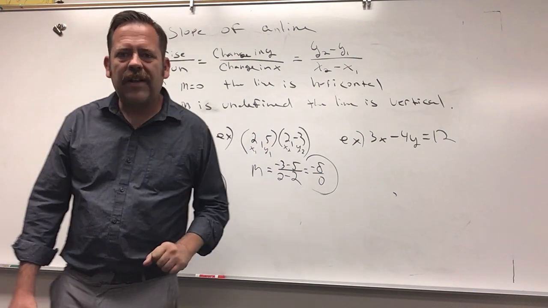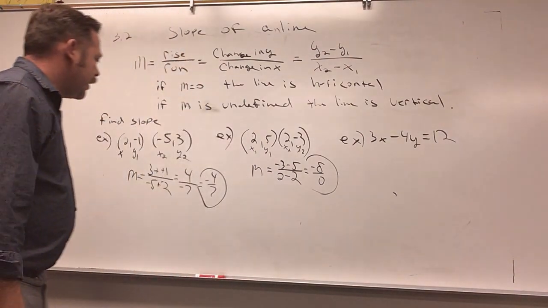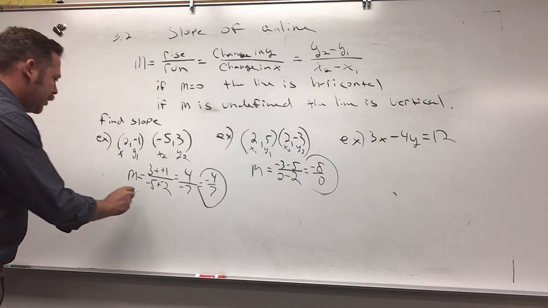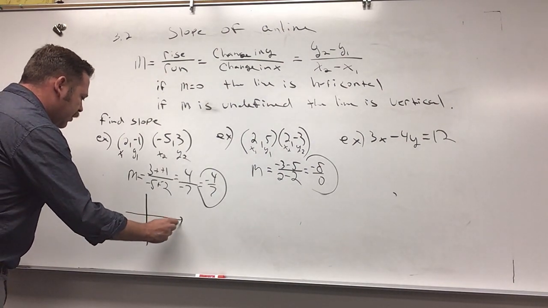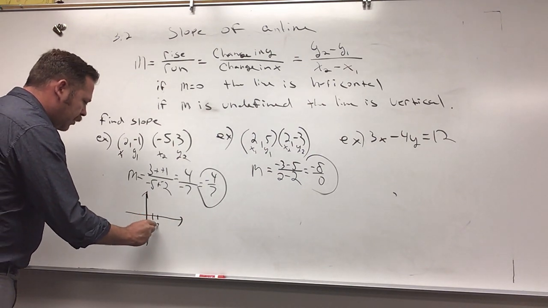So tell me about this line then. Yeah, it's vertical, up and down. So like something cool, if you were to plot these points, this first one, and I went to the right 2 and down 1.